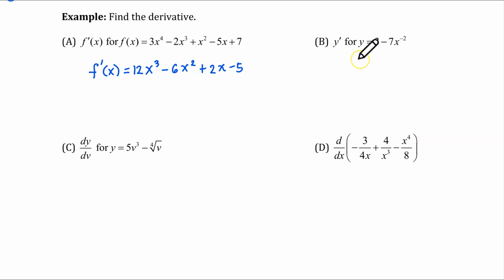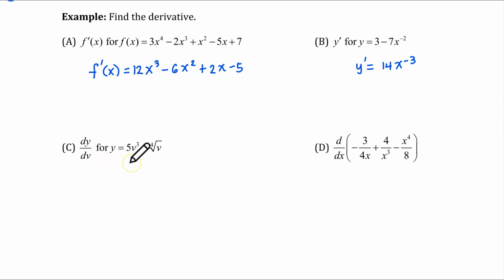Letter B. y prime is equal to, now just differentiate each term. The derivative of the constant here is 0, so you don't need to write that. And for the second term, the derivative is, you multiply negative 7 and negative 2. So negative 7 times negative 2 is 14. x to the, then subtract 1 from negative 2. Negative 2 minus 1 is negative 3. You may leave your answer like this.